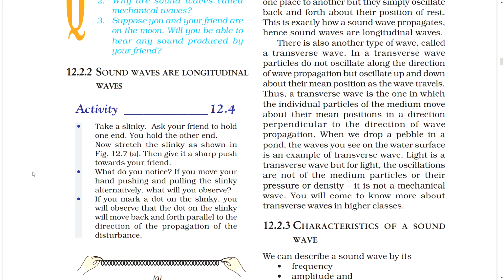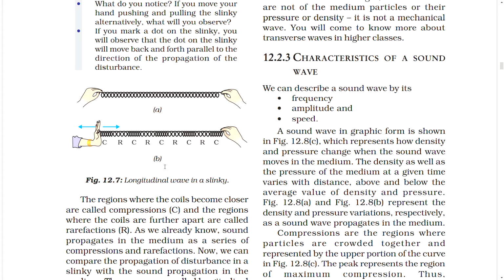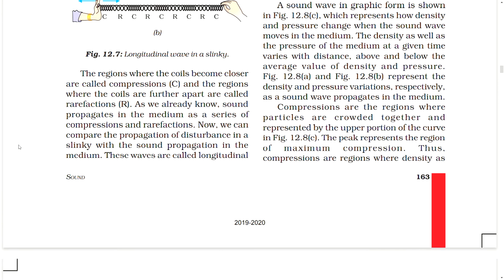If you mark a dot on the slinky, you will observe that the dot on the slinky will move back and forth parallel to the direction of the propagation of the disturbance. Figure A, B: longitudinal wave in a slinky. The regions where the coils become closer are called compressions, C, and the regions where the coils are further apart are called rarefactions, R. As we already know, sound propagates in the medium as a series of compressions and rarefactions.